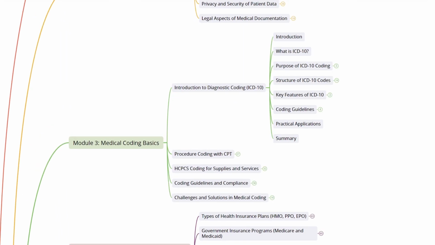Firstly, Introduction to Diagnostic Coding, ICD-10. The International Classification of Diseases, 10th revision, also referred to as ICD-10, is the global standard for categorizing diagnoses. This part introduces the coding principles, structures, and purpose of ICD-10. You'll understand how accurate diagnostic coding supports treatment documentation, clinical data collection, epidemiology, and insurance claims.